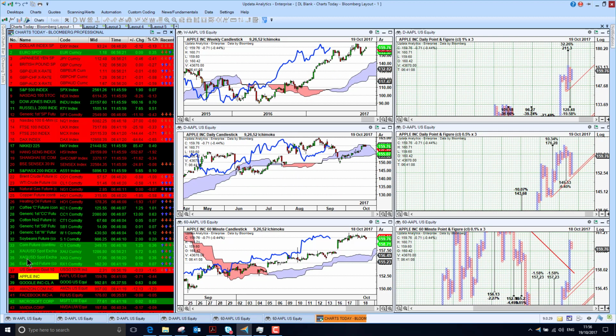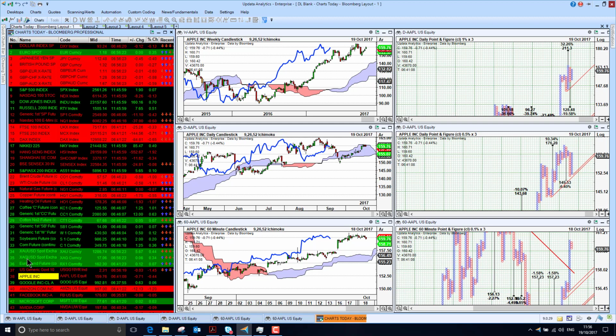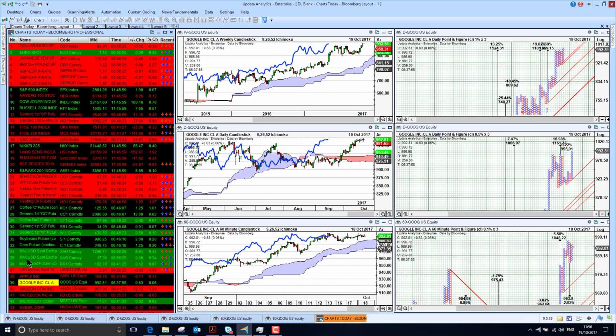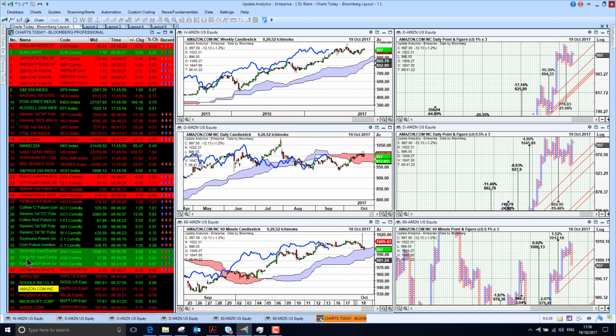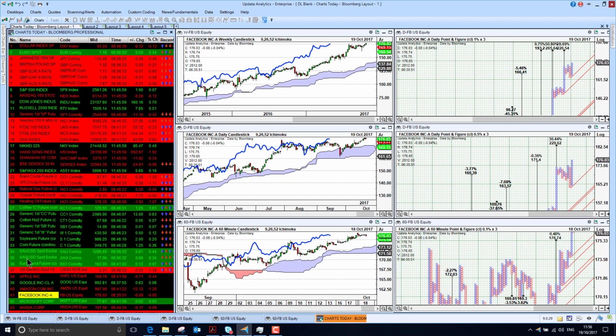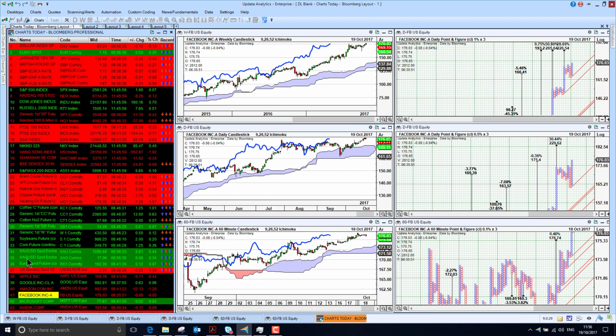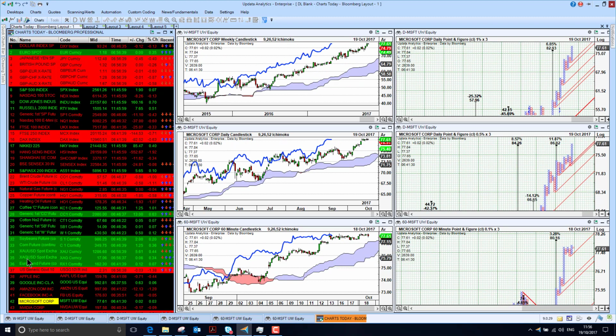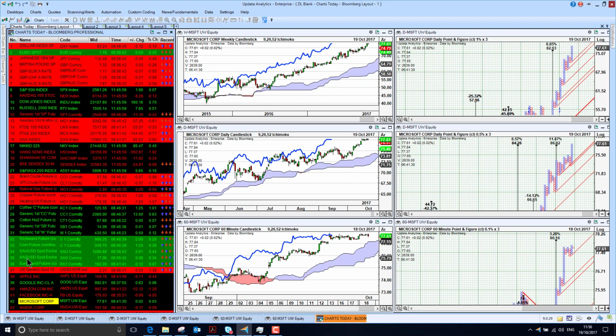Apple holding its gains, looking bullish still on all time frames. Google still looking pretty good. Amazon just struggling on that medium-term chart, still struggling to get through the cloud. Facebook looking stronger, having hit the 176 level, looking pretty good, making new all-time highs there. And Microsoft also just continuing in its run, just pushing higher all the time. Look at that trend, quite something.